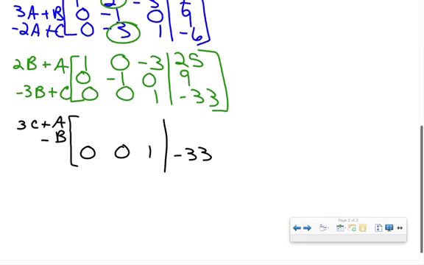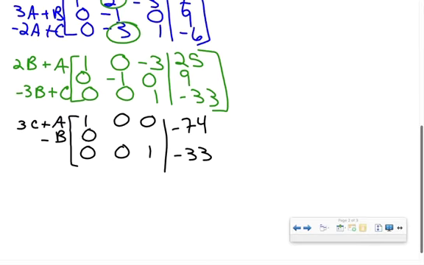Three times 0 is 0. 0 plus 1 is 1. 3 times 0 is 0. 0 plus 0 is 0. 3 times 1 is 3. 3 plus -3 is 0. 3 times -33 is -99. -99 plus 25 is -74.